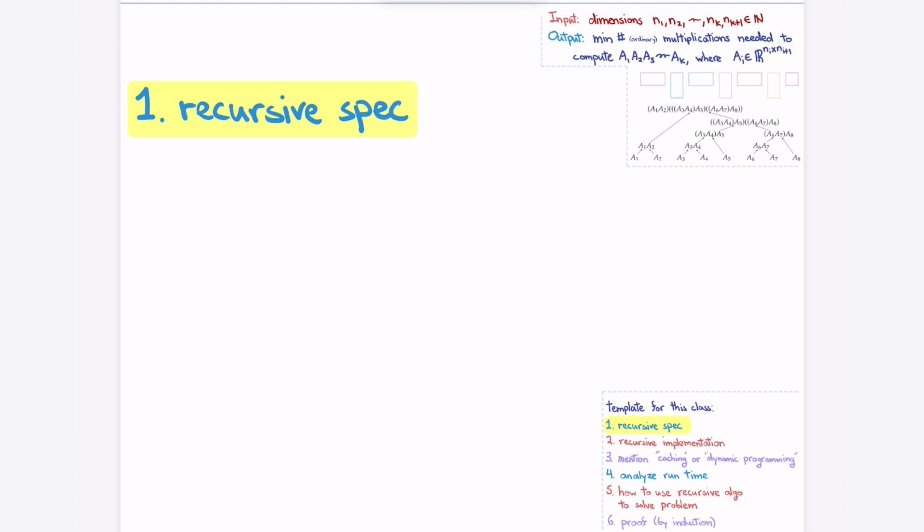No, we don't start with the base case. We start with the subproblem. Okay, let's do this. All right, I'll call it mult. I'm trying to multiply. What are the inputs?